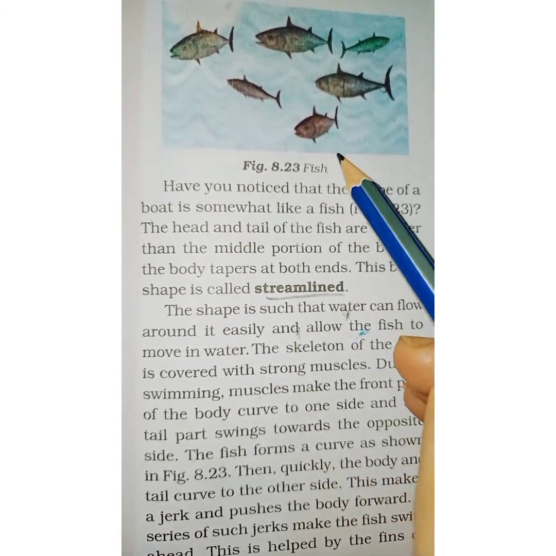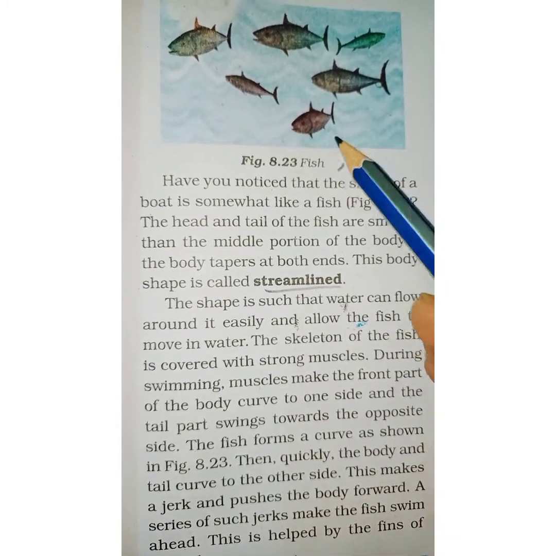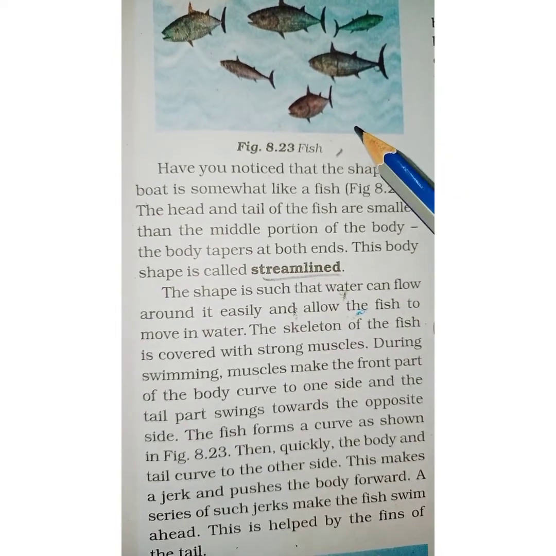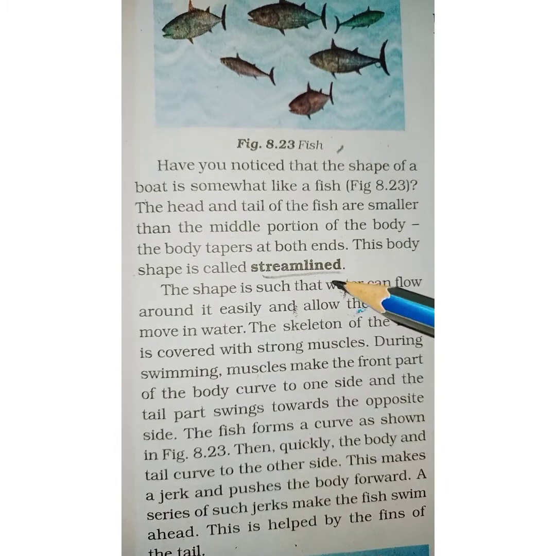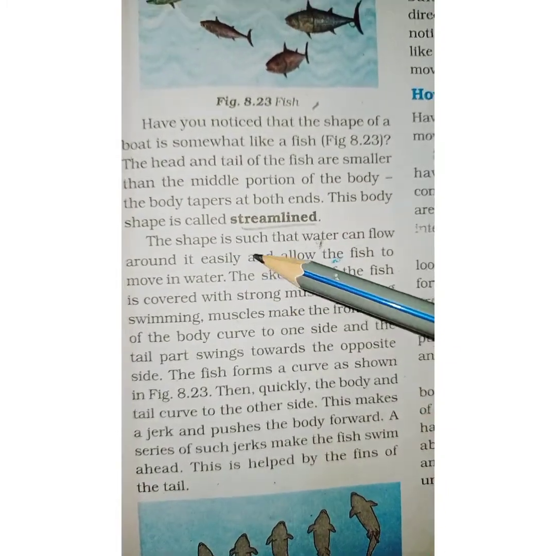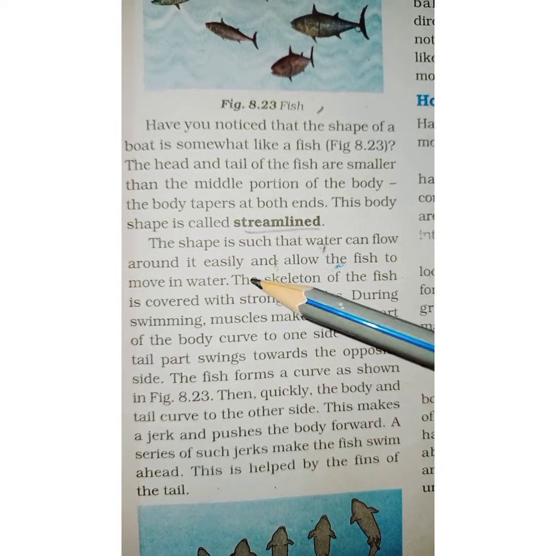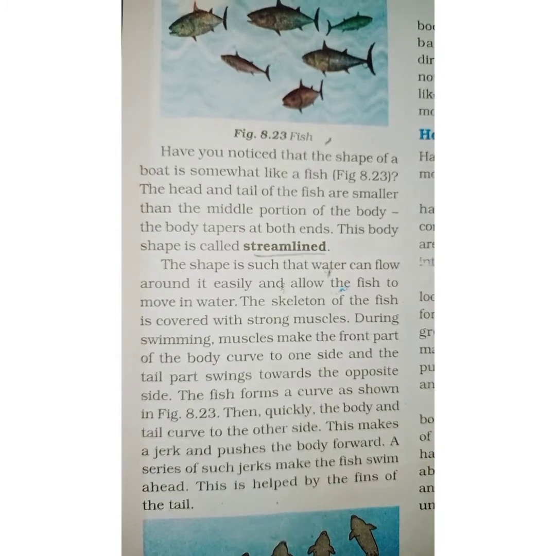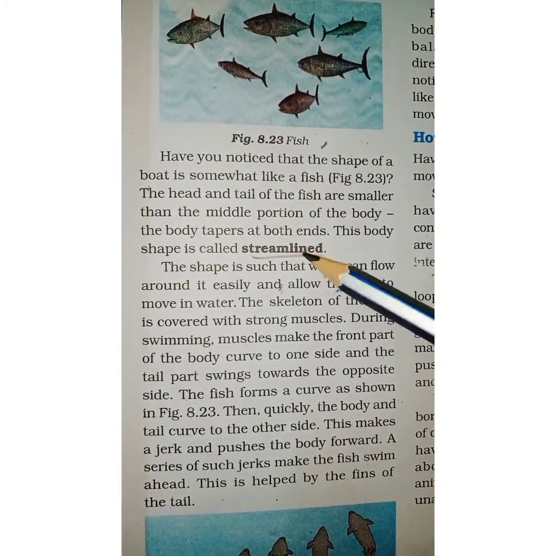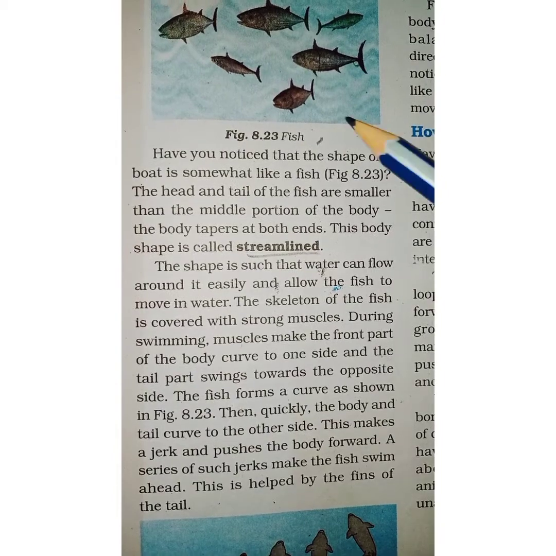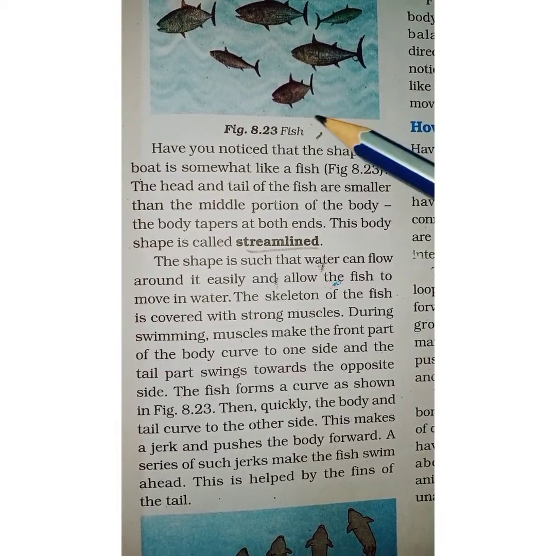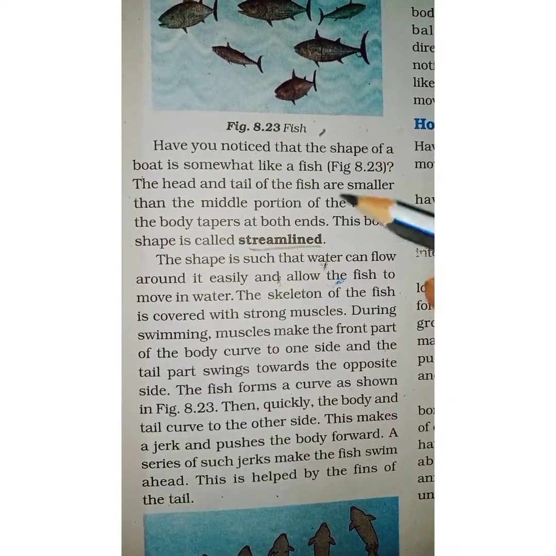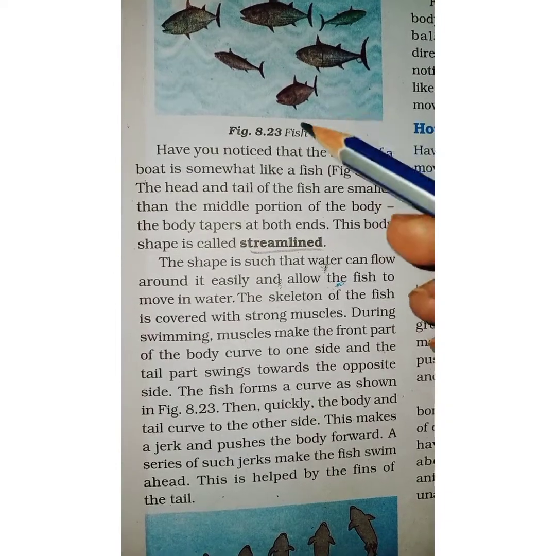So the head and the tail are small and the middle portion of the body is tapered, and this shape is called the streamlined shape. The shape is such that the water can flow around it easily and allow the fish to move in water. Because of this shape only, the water can flow around it easily. As you can see, there is water everywhere around the fish, and because of the streamlined shape only, the water is moving freely near the fish.